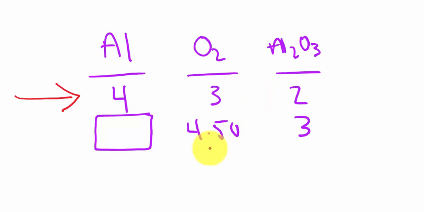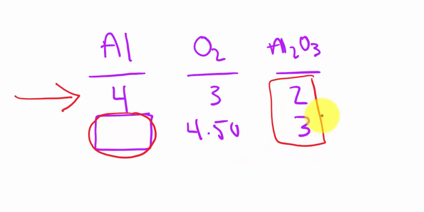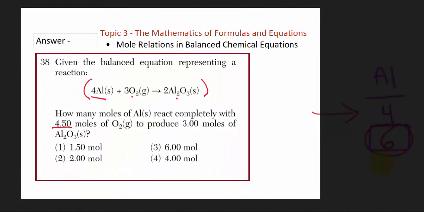And we know that at the end, we're going to have 4.5 moles of oxygen being consumed, and we're going to produce 3 moles of the aluminum oxide. So whatever number goes with the aluminum has to be proportional in a 4 to 3 to 2 proportion with the numbers 4.5 and 3. This pair of numbers seems to be the easiest one to work with. So 2 is to 3 as 4 is to 6. So our answer is going to be 6 moles of the aluminum reactant in order to completely use 4.5 moles of oxygen and produce 3 moles of aluminum oxide. So this answer is 3.